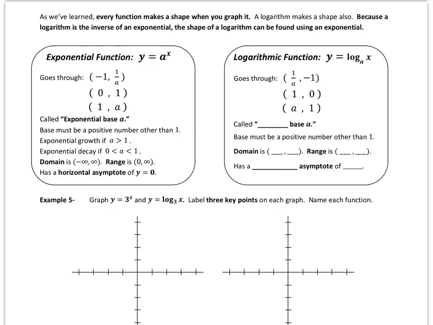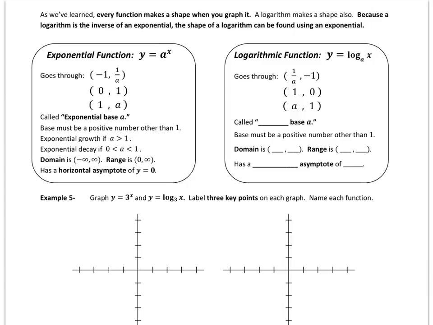Now, for logarithmic functions, notice the points that it goes through. Basically, what did we do there? We just switched x and y, because exponentials and logarithms are inverses of each other. So to find a logarithm, take your exponential and flip x and y, and then you've got your logarithmic equation. This is called log base a, or logarithm base a. And again, the base has to be a positive number other than 1, because the base of the exponent is the base of the log.